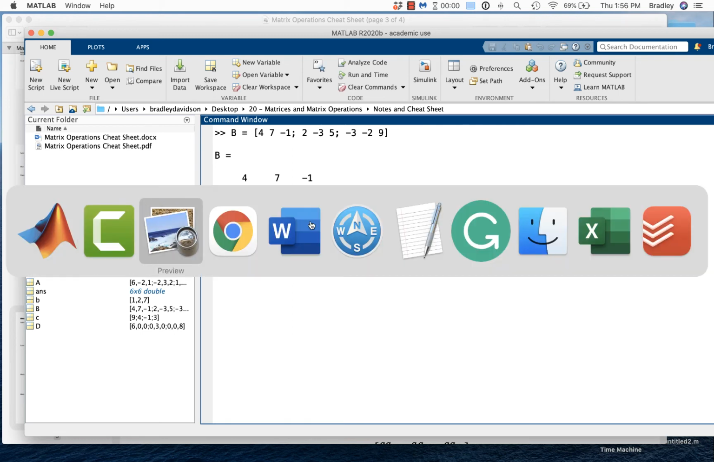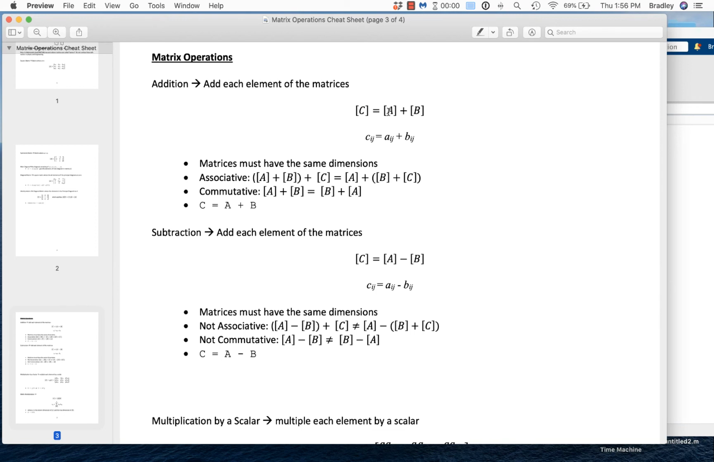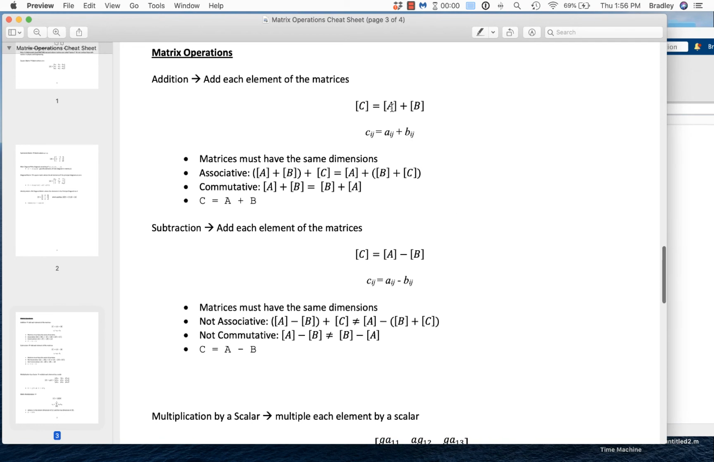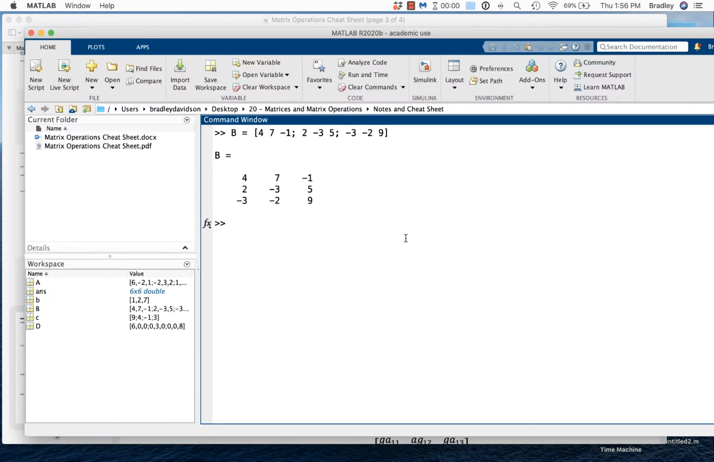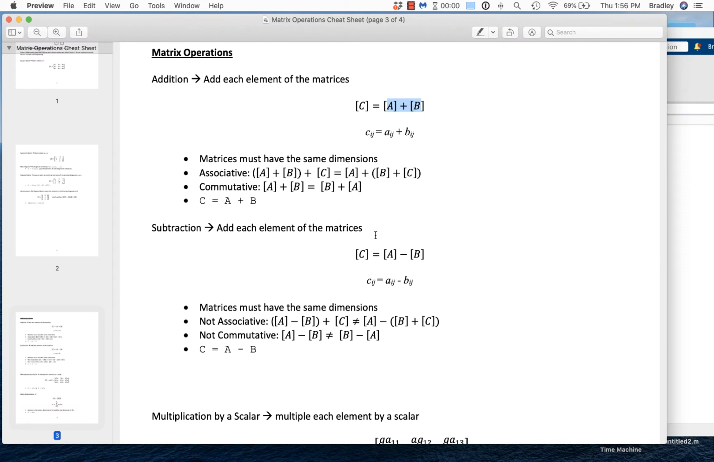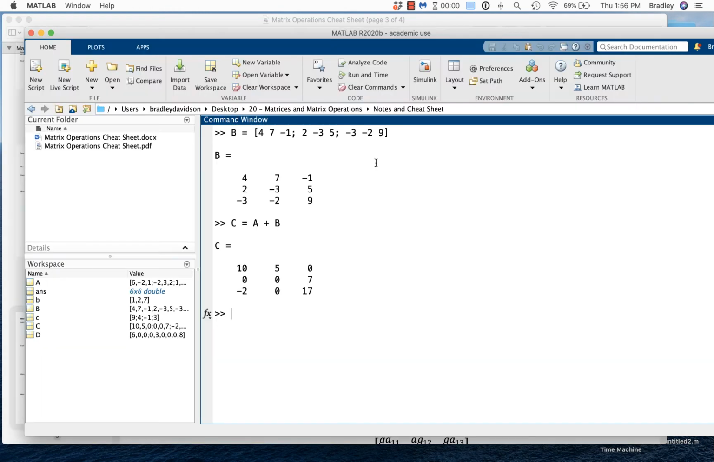So let's take a look at the addition property. Let's create a matrix C, which is A plus B. So we'll just say C is equal to A plus B. We get a new matrix of integers. We see that when we add matrices, the matrices must have the same dimensions. A and B are each a 3 by 3, so we satisfy that. And we also see that matrix addition is associative.